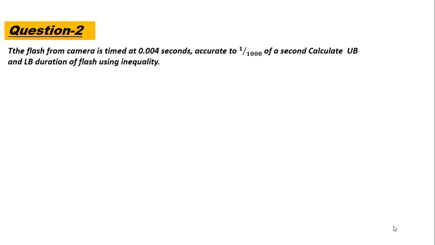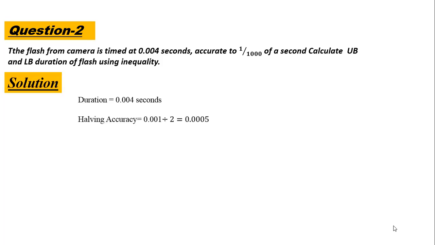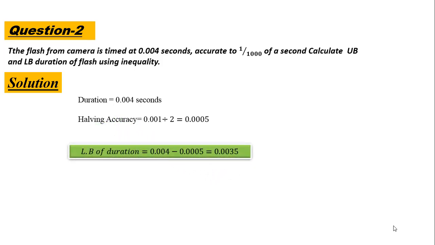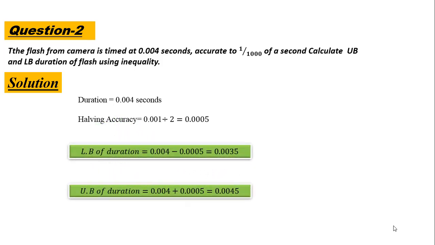The flash from a camera is timed at 0.004 seconds, and we have to write it correct to 1 by 1000, so 0.001 seconds. Calculate the upper and lower bound. So students, what we are going to do is halve the degree of accuracy, that is 1 by 1000, meaning 0.001 divided by 2, and we get 0.0005. Now add it to 0.004 in order to get the upper bound and subtract it in order to get the lower bound.